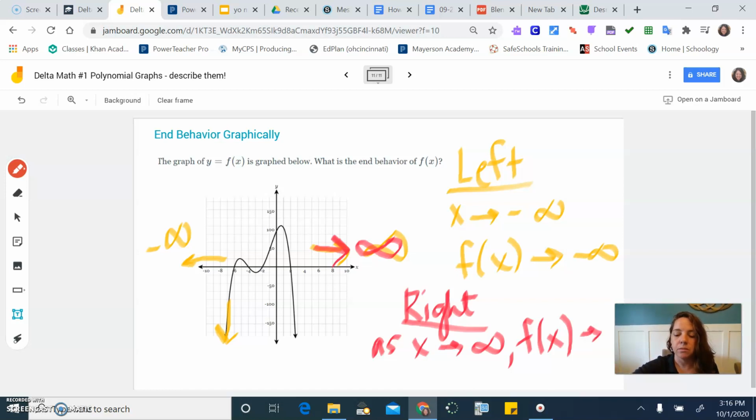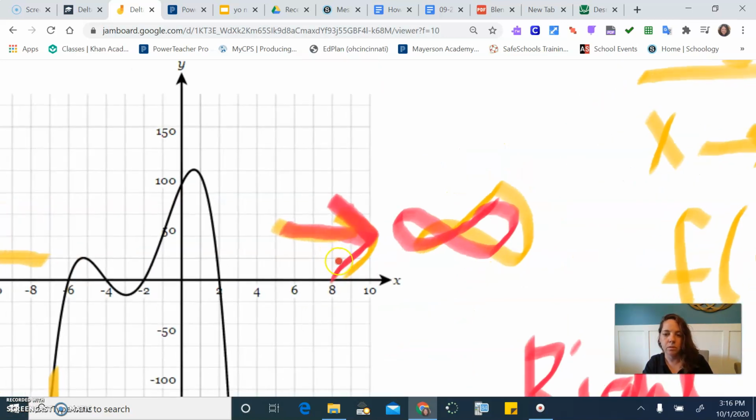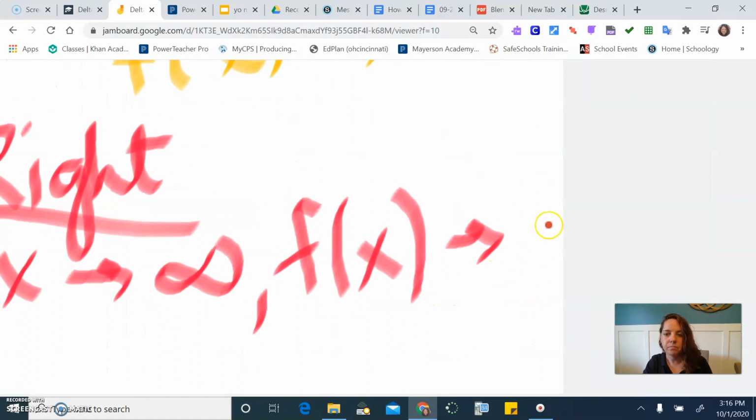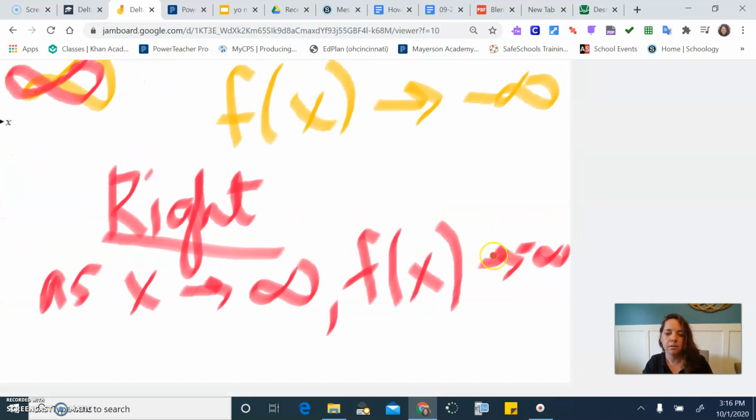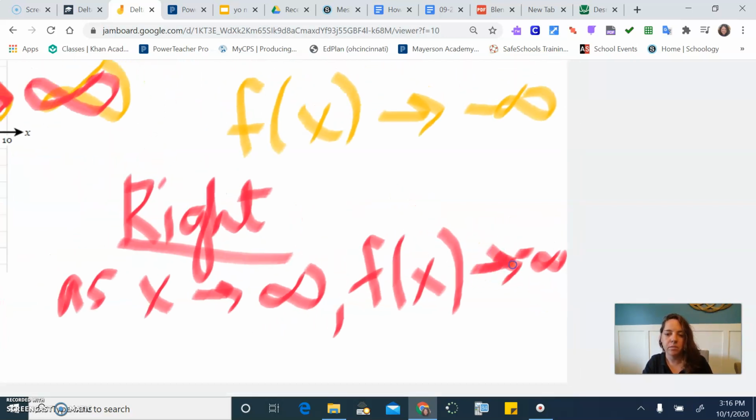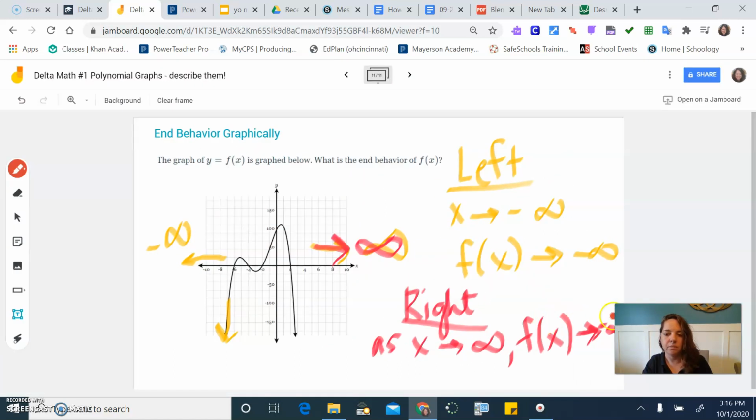So approaches, oh, I ran out of room. Let me try this again real quick. I'll zoom in on that corner and see if I can write it. Approaches negative infinity again. That's supposed to be an arrow. And that's supposed to be negative infinity. Sorry about that. So when they say what happens on the end, that's end behavior of the graph.